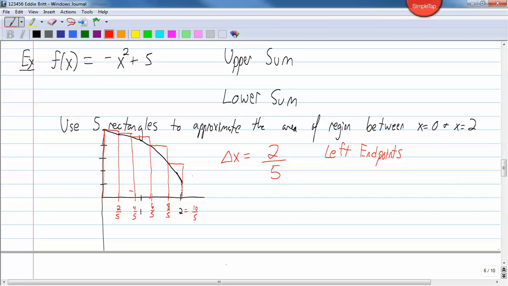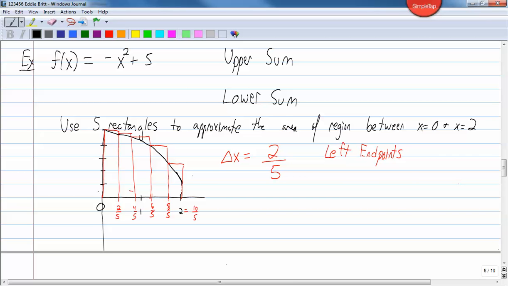So how would I find this area? Well, I have to add up the area of all 5 rectangles. Okay? So how do I do that? How do we find the height of the rectangle? We need to find the height of the rectangles, or the length. We know what the width is, but we need to find the height of each rectangle. The way that we do that is by using the function. This function corresponds to this curve. So I need to put in the correct x value.